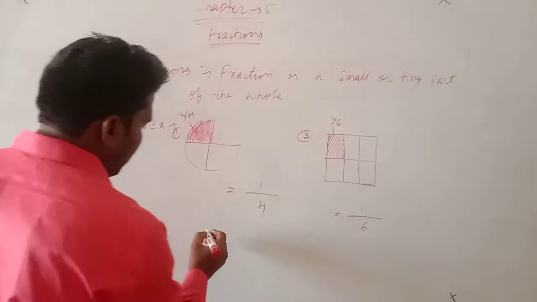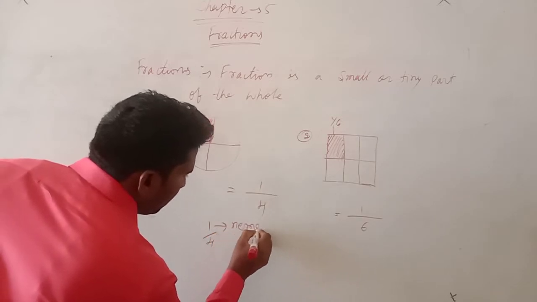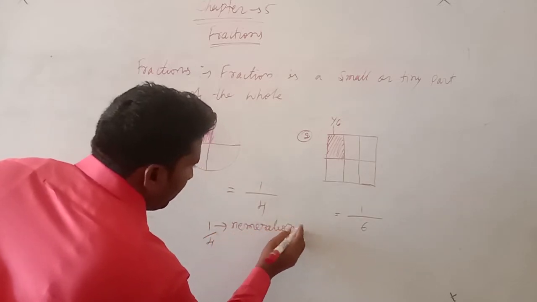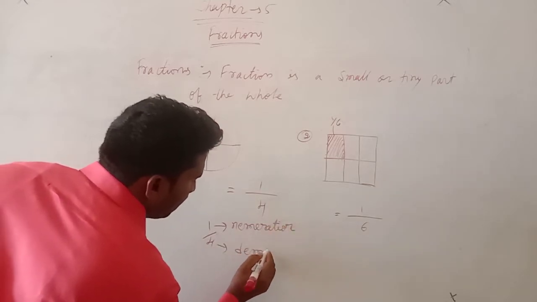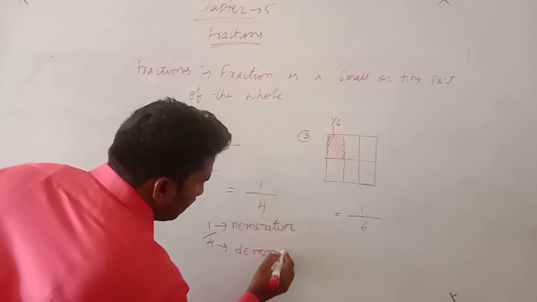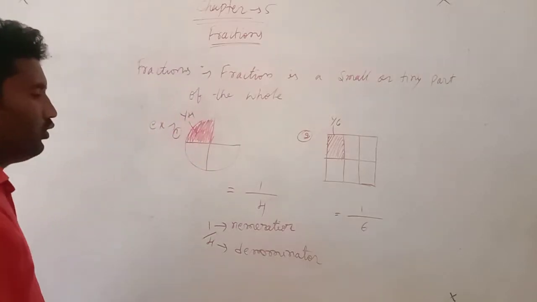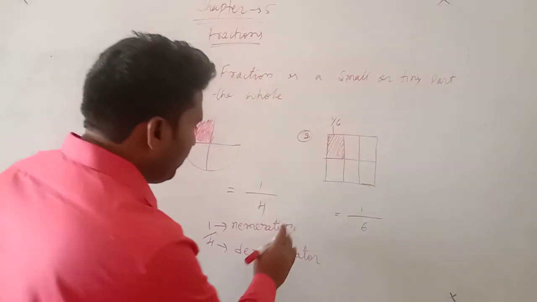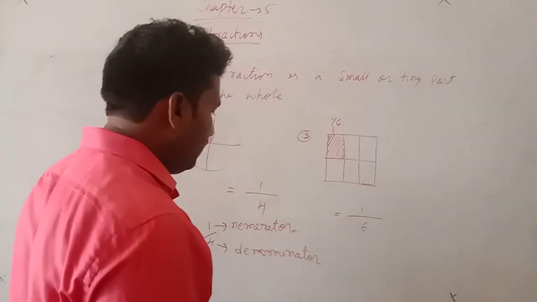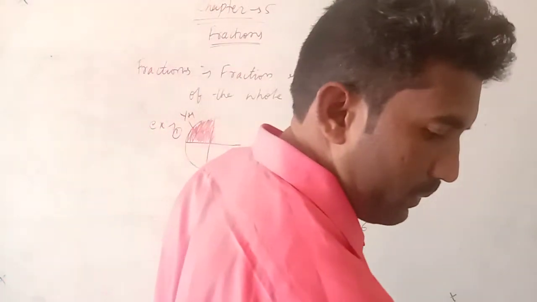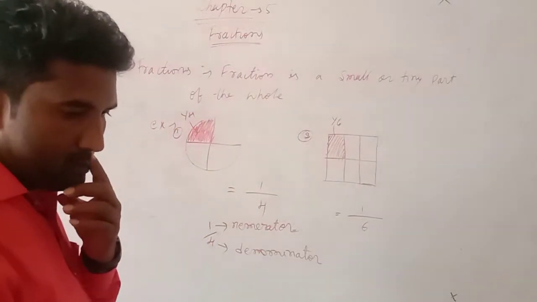Okay. So in the fraction 1/4, this is the numerator and this one is the denominator. Numerator and denominator.